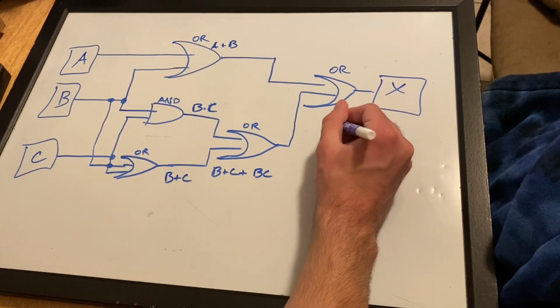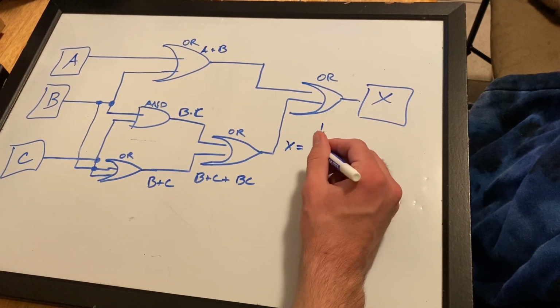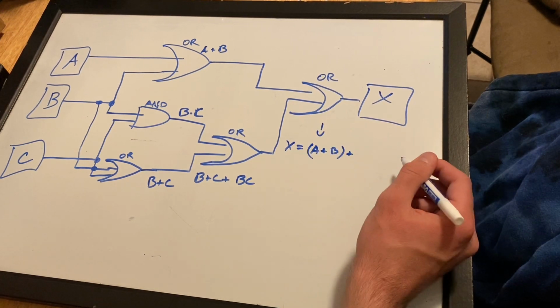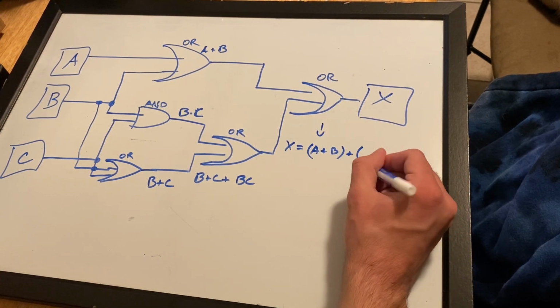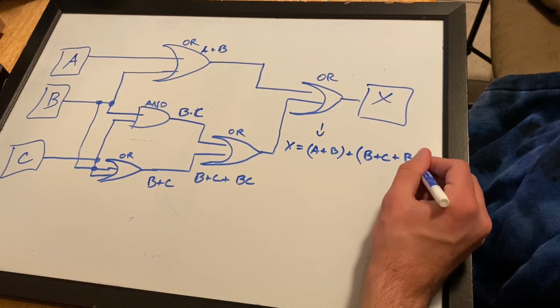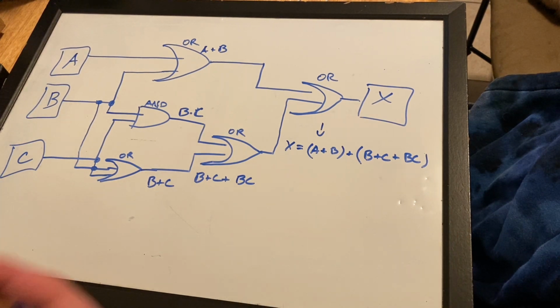So we're actually going to have the equation X equals A or B, we'll put that in parentheses, or B or C, or B and C. So you can see how it's a little bit complex. We can't just put this over to the truth table quite yet. We're going to have to simplify it, and we'll do that in a moment.